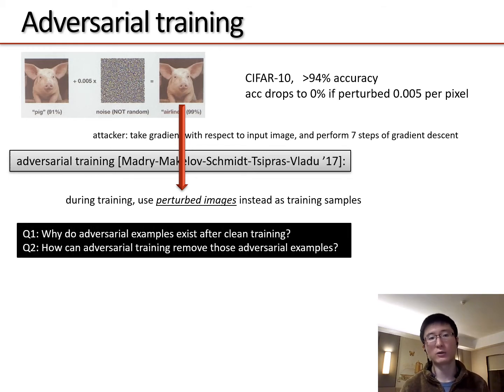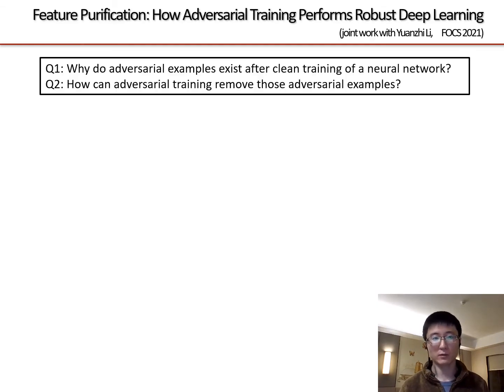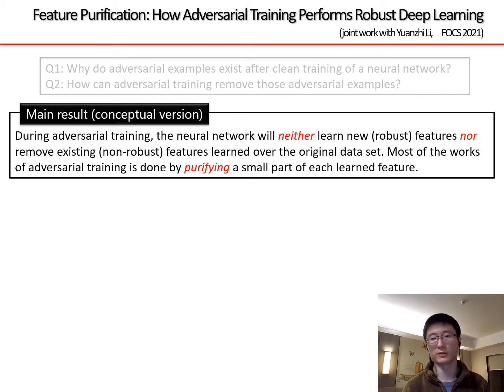Number one, why do adversarial examples exist after clean training? And number two, how can adversarial training actually remove those adversarial examples? So in this paper, in this joint work with Yuanzhi, we actually use mathematical theorems to tackle both problems at once. So our main theorem can actually be stated in a conceptual way without any math.